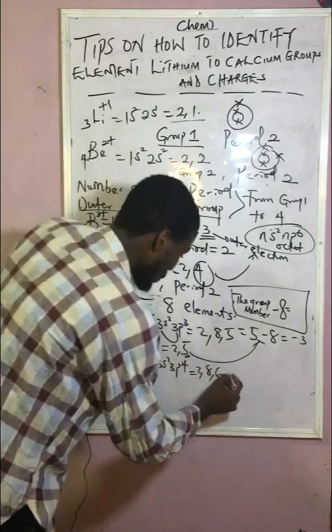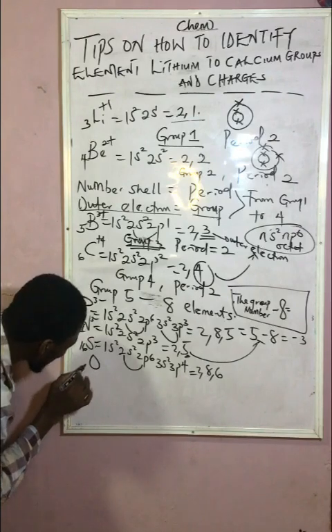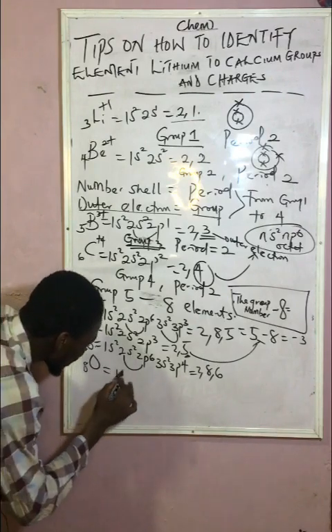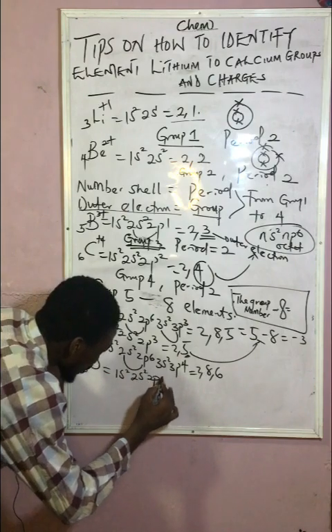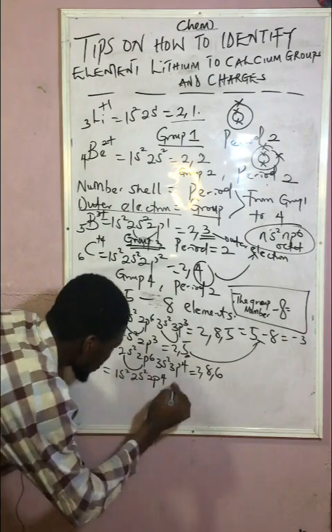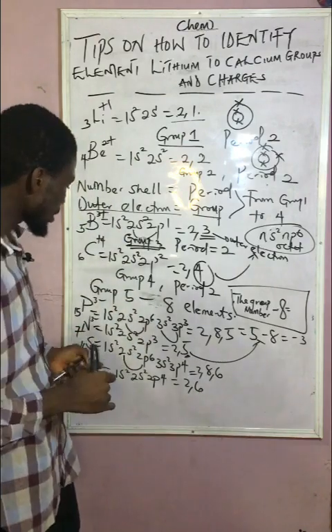So now the same thing we did for here, I can pick the element oxygen, which is 8. So we go 1s2, 2s2, 2p4. So you can say we have 2, 6. You can see that.